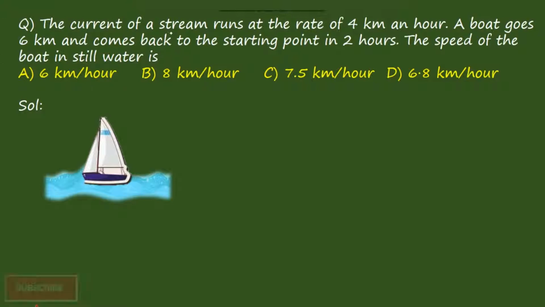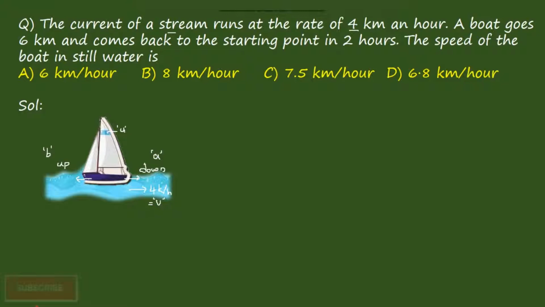They are saying that the current of a stream runs at a rate of 4 kilometers per hour. If we consider a stream and a boat flowing on it, then the speed of the stream or current is 4 kilometers per hour. We consider this as v in general, and the speed of the boat is u. If the boat and stream are moving in the same direction, it is called downstream. If the boat is moving in the opposite direction, it goes upstream. The speed of the downstream is considered as a, and the speed of the upstream as b.